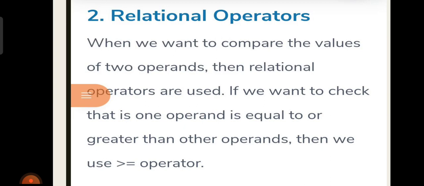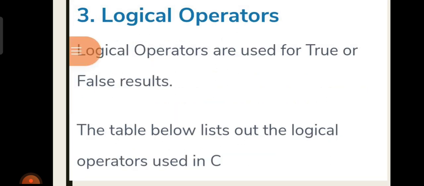Now the second one, relational operators. When we want to compare the values of two operands, then relational operators are used. If we want to check whether one operand is equal to or greater than the other operand, then we use the greater than or equal to operator. Logical operators. Logical operators are used for true or false results. The table below lists out the logical operators used in C.